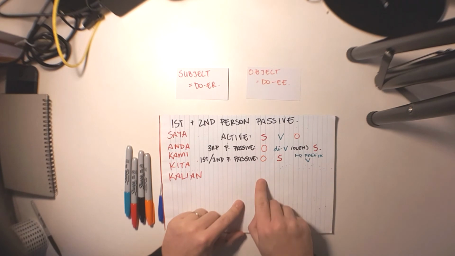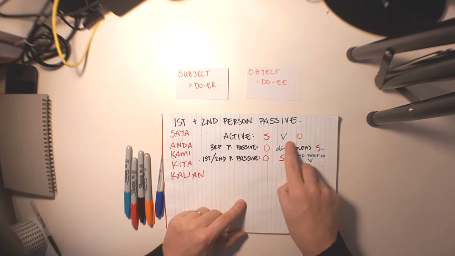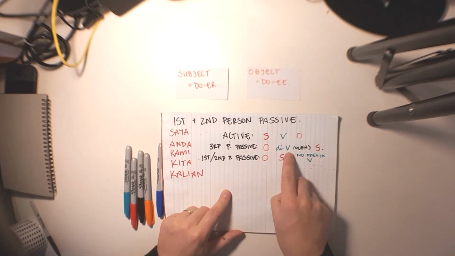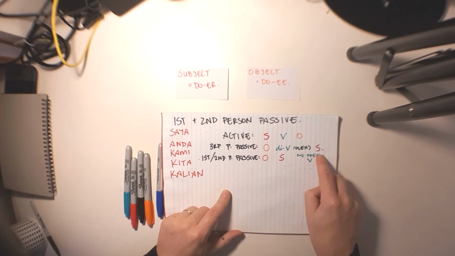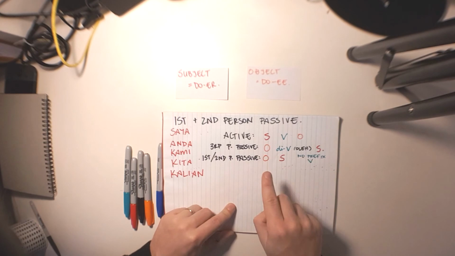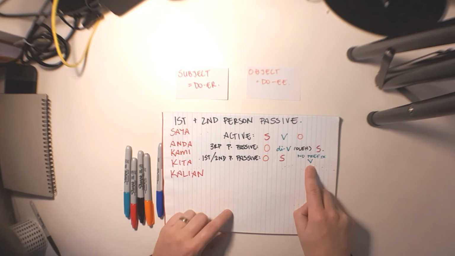These are the 3 rules you need to know. We've already talked about active being subject, verb, then object. We've talked about third person passive being object, verb, oleh, subject. What you use for first and second person passive is object, subject, and then the verb without a prefix. Here's an example.